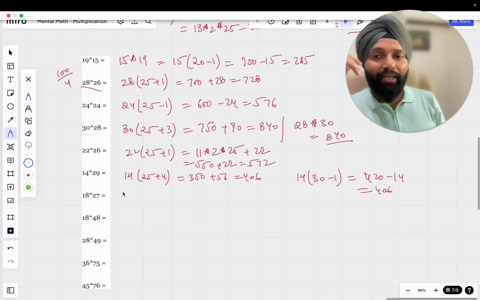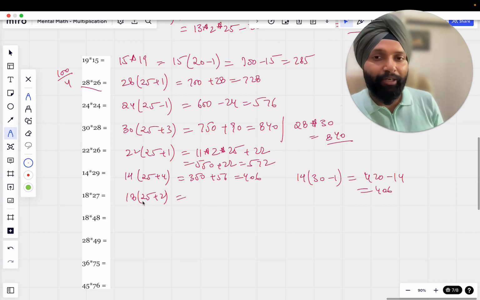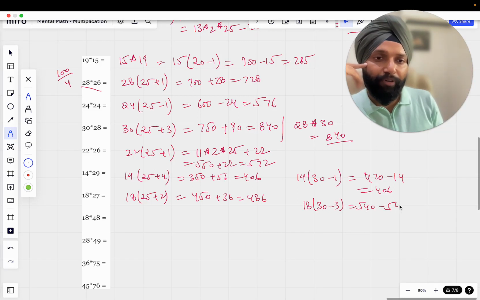So 18 into 27, again you can look at it as 25 plus 2, which is 18 into 25 is 9 into 2 into 50, which is 450 plus 36, so 486. Or you can also look at it as 18 into 30 minus 3, which is 540 minus 54, which is 540 minus 40 minus 14, which is 500 minus 14, which is 486.